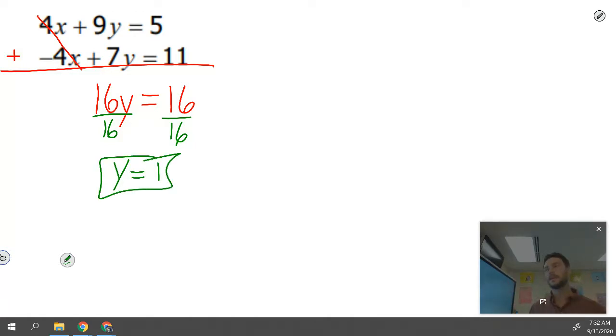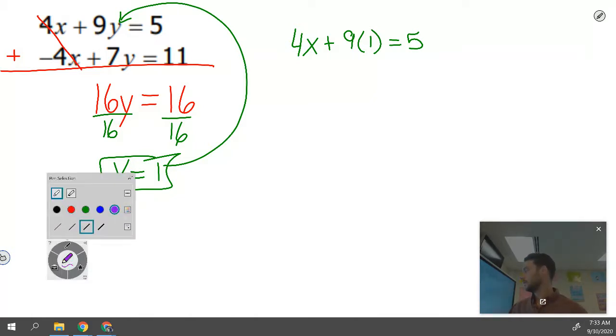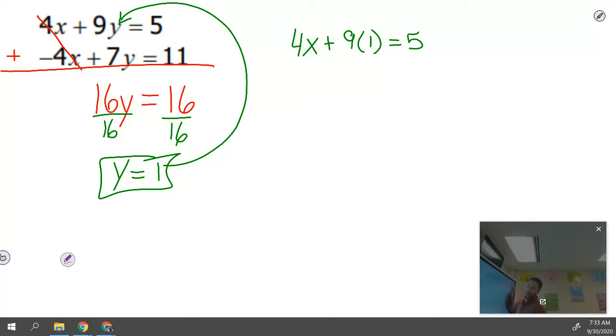Great. But remember, we're not done. We can never be done until we find the point. We're looking for our point. Where do these two lines intersect? It's a point x, y. So we need to take this and plug it in for either of our two equations to get our x value. It doesn't matter where you put it in. I'll go up and put it in right here. Make sure you're using parentheses anytime you plug something in for a variable. So parentheses 1. And then solve that equation for your second variable, x.